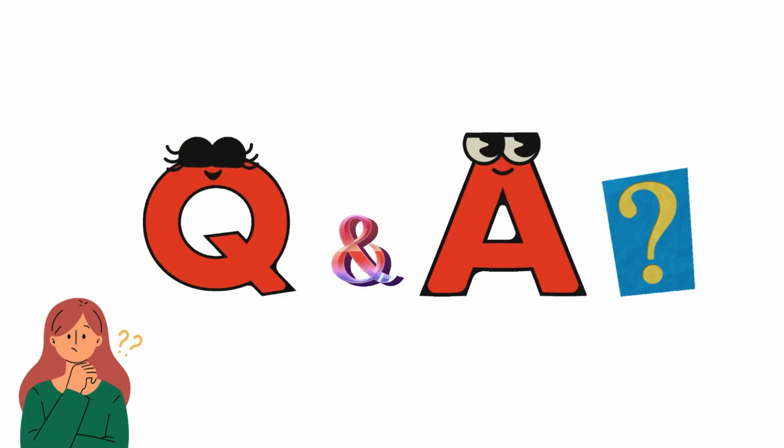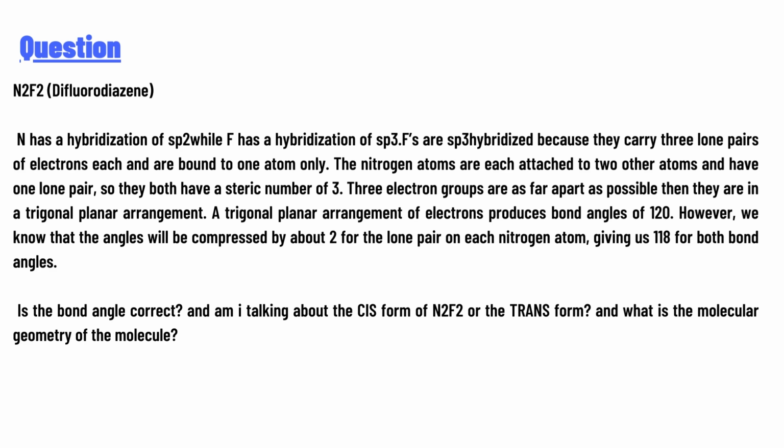So our today's question is: N2F2. N has a hybridization of sp2 while F is sp3 hybridized because they carry three lone pairs of electrons each and are bound to one atom only. The nitrogen atoms are each attached to two other atoms and have one lone pair, so they both have a steric number of three. Electron groups are as far apart as possible, so they are in a trigonal planar arrangement.